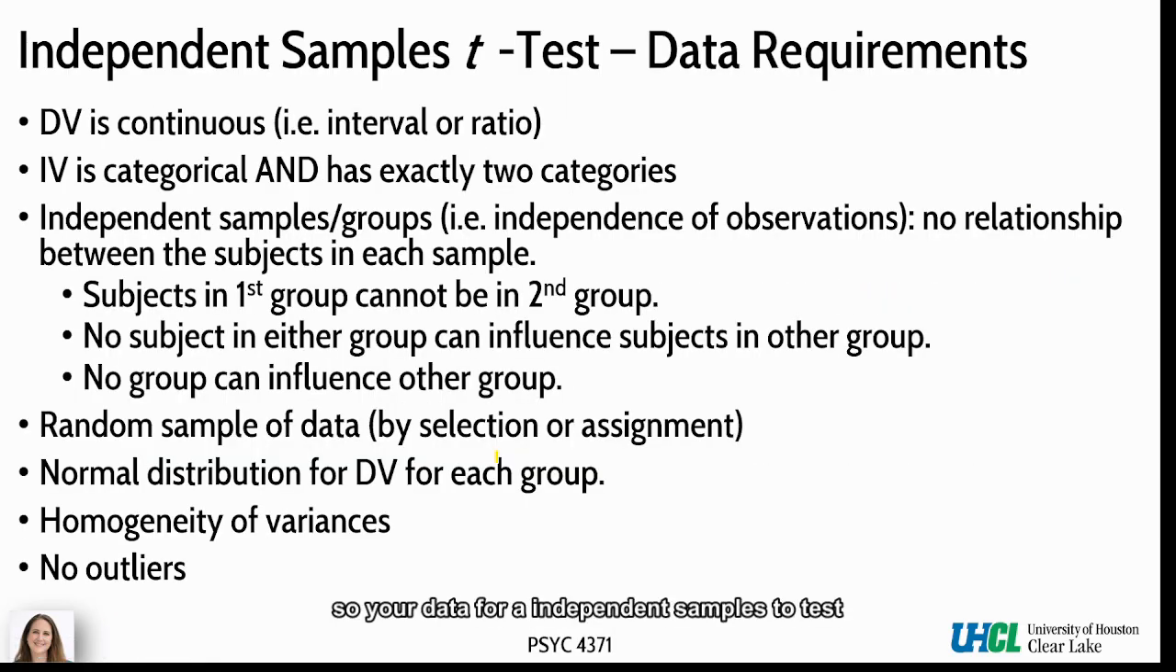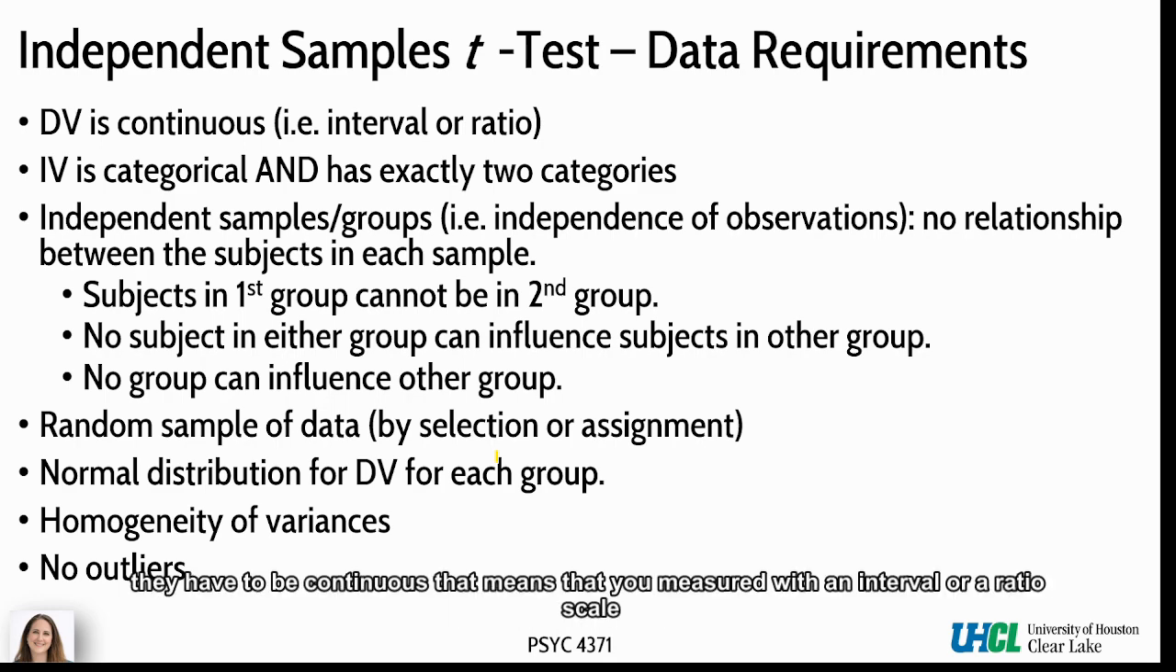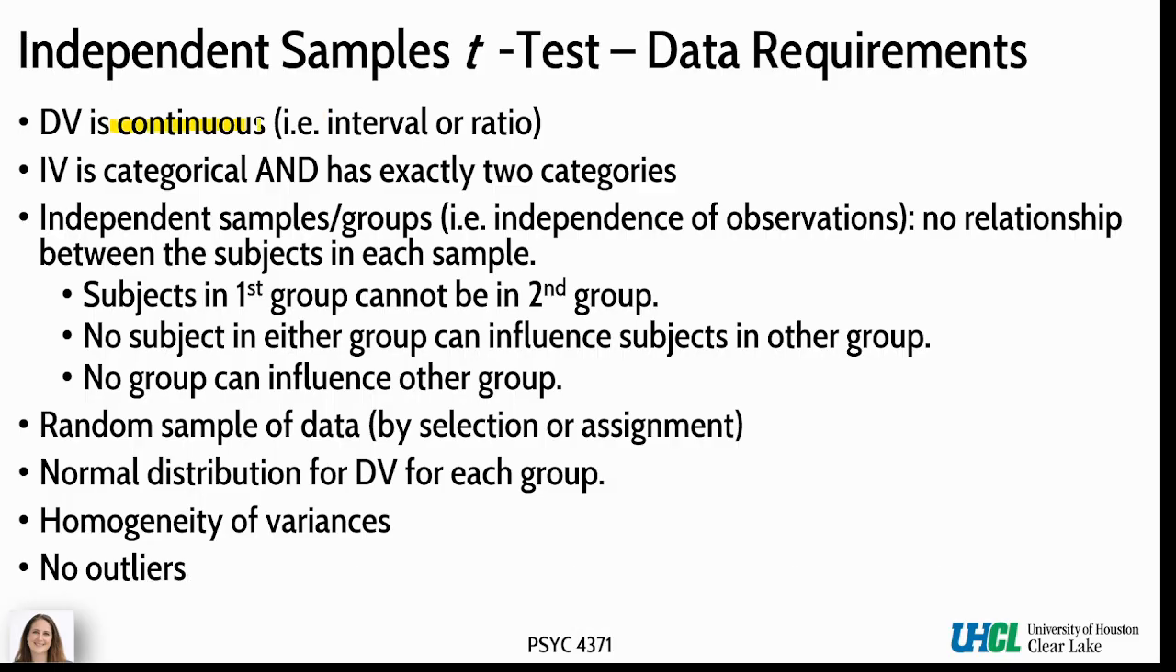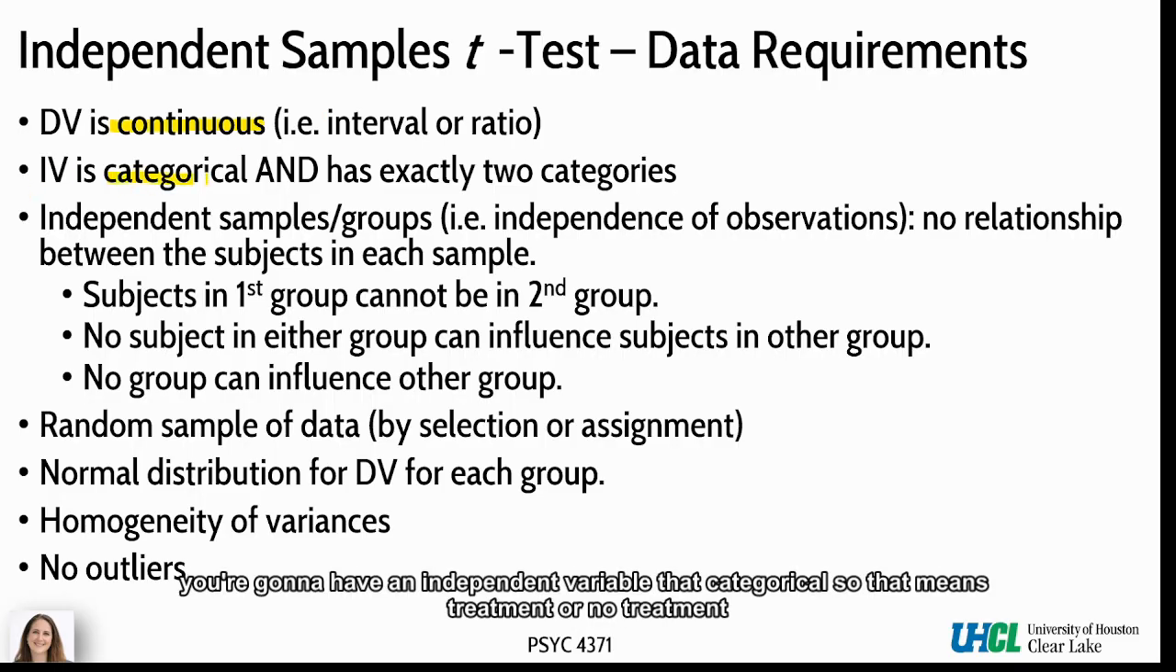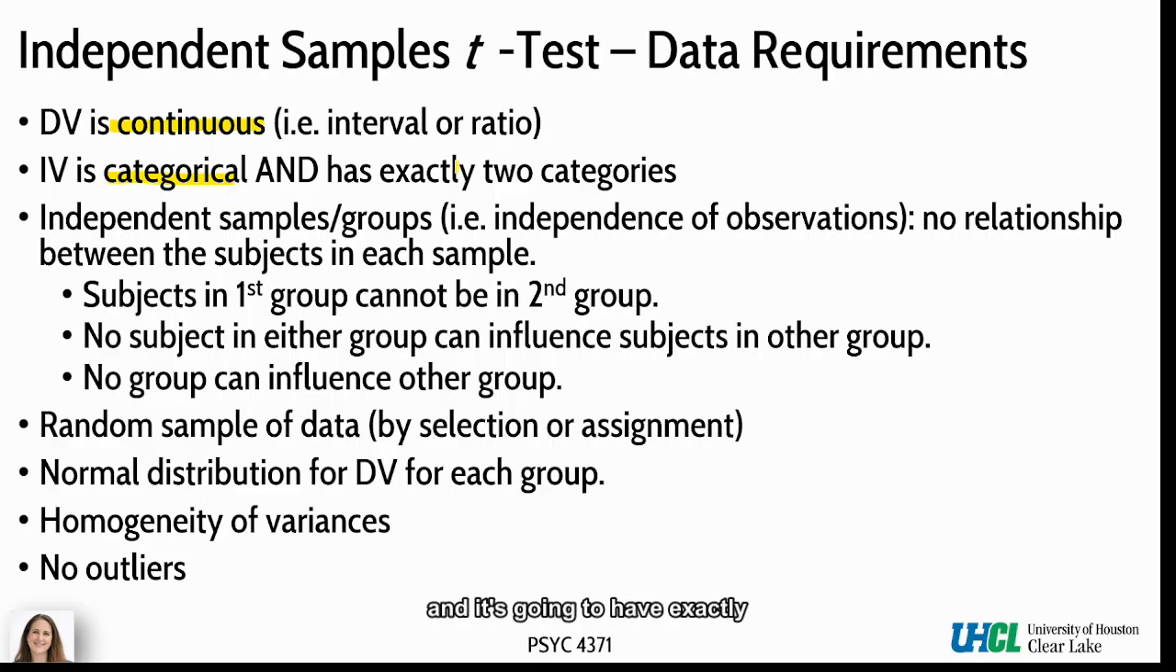Your data for an independent samples t-test have to be continuous. That means they have to be measured with an interval or a ratio scale. You're going to have an independent variable that's categorical, so that means treatment or no treatment, and it's going to have exactly two categories. If I've got more than two categories, I'm moving on up to an ANOVA.